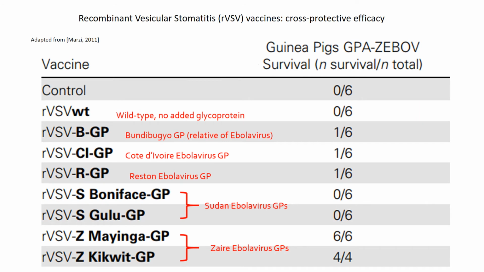In 2011, Marzi et al. conducted a study testing the cross-protective efficacy of vaccines that express glycoproteins for Zaire, Sudan, Reston, and Côte d'Ivoire Ebolavirus. Guinea pigs were inoculated with these vaccines and then exposed to a lethal dose of Zaire Ebolavirus. All of the guinea pigs inoculated with the Zaire Ebolavirus glycoprotein survived exposure to Zaire Ebolavirus, but less than 17% of those inoculated with glycoprotein vaccines from the other Ebolavirus species survived. This data shows that vaccines designed using one species' glycoprotein are not effective at protecting against another species.